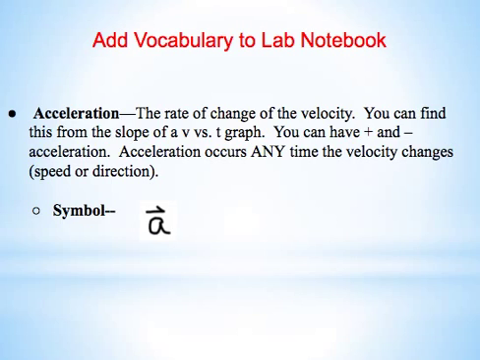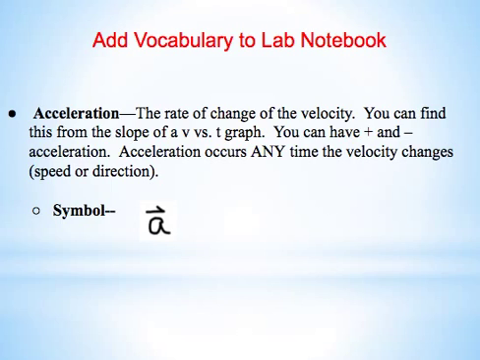Our word is acceleration. Acceleration is the rate of change of velocity, and you can find this from the slope of the VT. You could have a positive acceleration. You could also have a negative acceleration. Don't get in your head, though, that negative acceleration means slowing down, because it doesn't. Don't get in your head that positive acceleration means speeding up, because it doesn't. We just can look at the slope and say whether it has positive or negative acceleration.